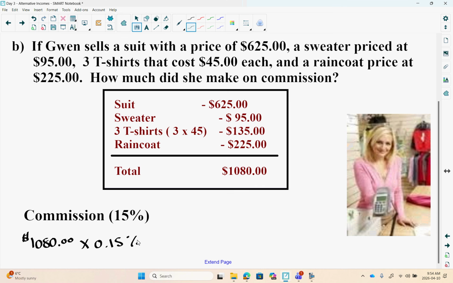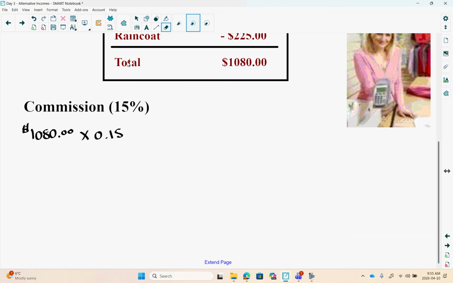And when you think 15% of 1,080, think of the word "of" as multiplication. It's just 15% or 0.15, no percentage after that, sorry. And you multiply it by 1,080. Anyone know what that is? What's 1,080 times 0.15? Got $162.